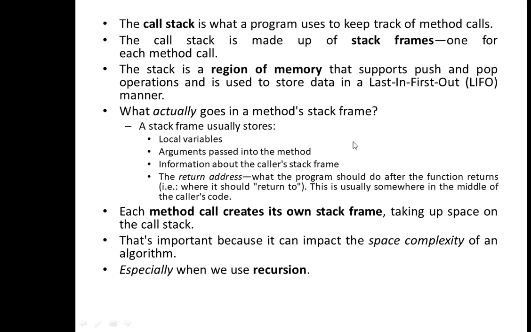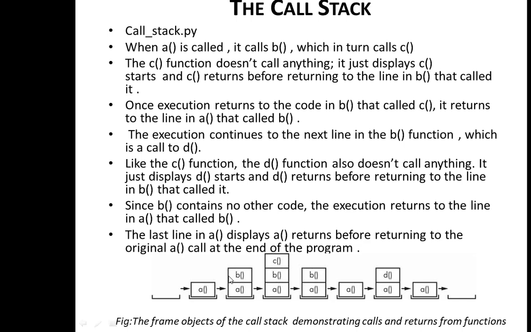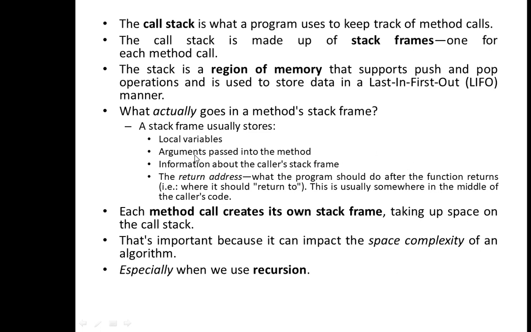And what actually goes into each stack frame? Each stack frame, that means this is one stack frame, this is one stack frame. So what is each stack frame storing? It is storing the local variables of the function, it's storing the arguments which are passed into that function or method, it is storing information about the caller's stack frame, and it is storing the return address, that means where the program should return after the function is executed.